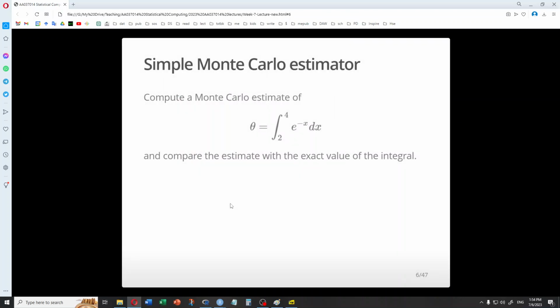Okay, now let's look at the second example. In the first example, we evaluate the integrations from 0 to 1, and in this example, we want to evaluate the integrations from 2 to 4 with similar functions, which is the exponents of negative x. So we want to compute the Monte Carlo estimate of this function, and then we want to compare the estimate with the exact value of the integral.